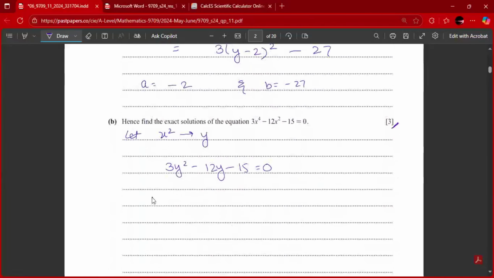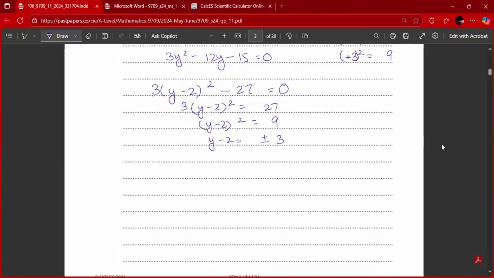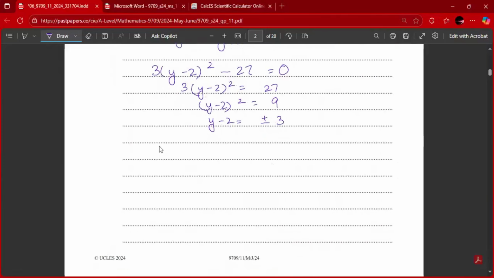So it's going to be 3 into y minus 2 squared minus 27 is equal to 0. Taking 27 to the other side, y minus 2 squared is equal to 9. Taking the square root, y minus 2 is equal to plus minus 3. Why plus minus 3, guys? Because minus 3 squared is also equal to 9, and 3 squared is also equal to 9. So that's why we have a plus minus 3. Now we have y minus 2 is equal to plus 3, and y minus 2 is equal to minus 3.